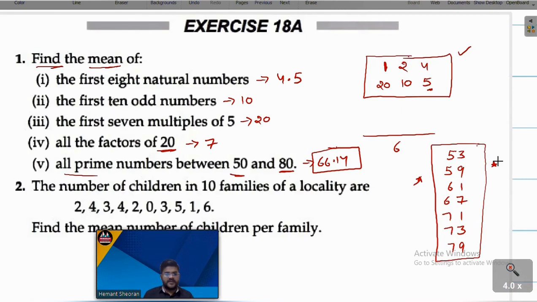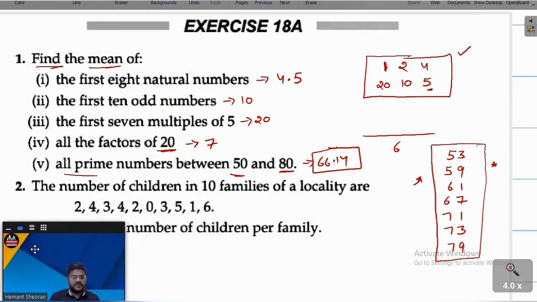Okay? So we have a total of how many? We have a total of 7 prime numbers between them. Okay, get it? So just add all these and divide them by 7. That will be your answer. Then let's discuss the next one, that is the second.